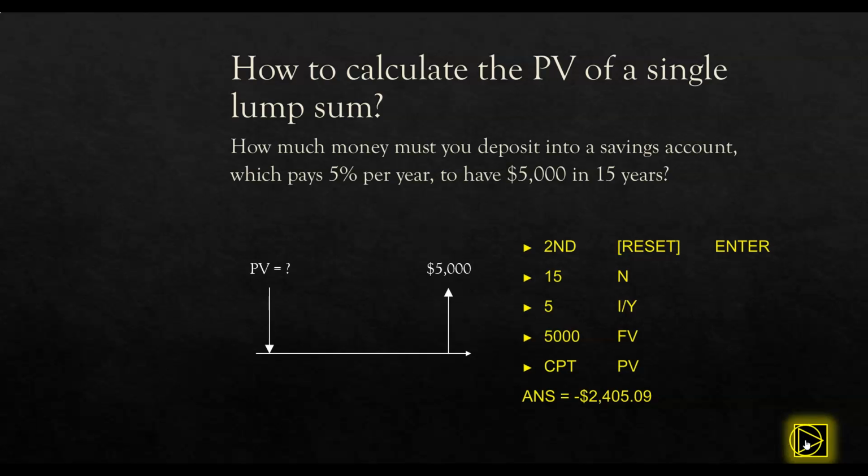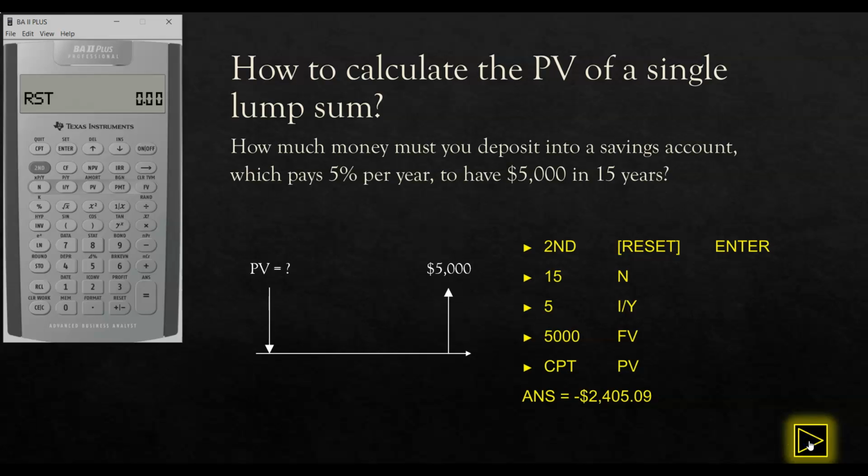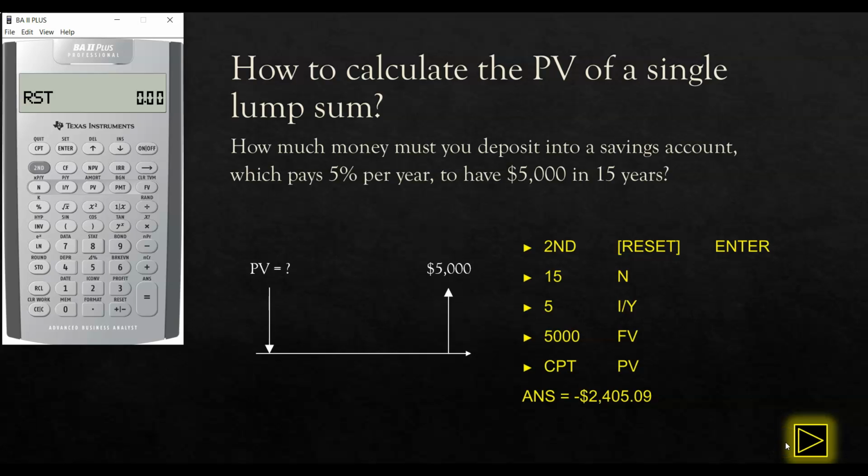Like I said, I want to bring in my financial calculator here so we can actually work through this problem together. I probably have already cleared the memory, but let me do that again. To clear out the memory of your financial calculator, you press second, reset, and enter. Once you have done that, you should see RST 0.00 on the screen. That basically means that you have cleared out the memory.